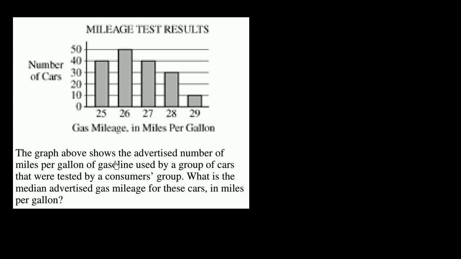The graph above shows the advertised number of miles per gallon of gasoline used by a group of cars that were tested by a consumers group. So let's see, gas mileage in miles per gallon and number of cars. So 40 cars had a mileage of 25 miles per gallon, 50 had 26 miles per gallon, 40 had 27 miles per gallon, and so forth and so on.